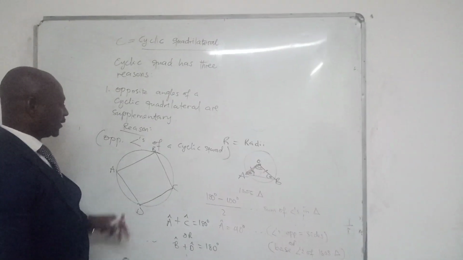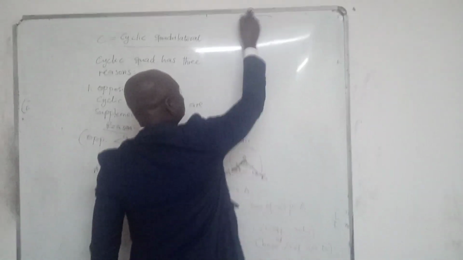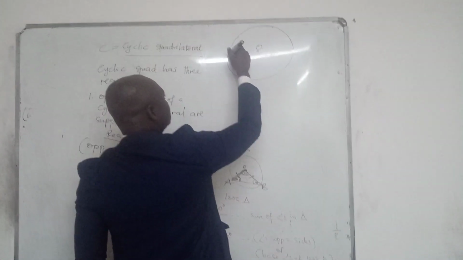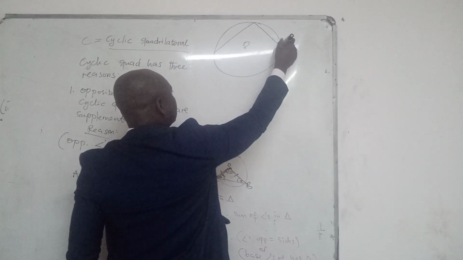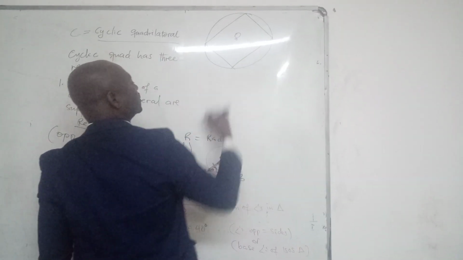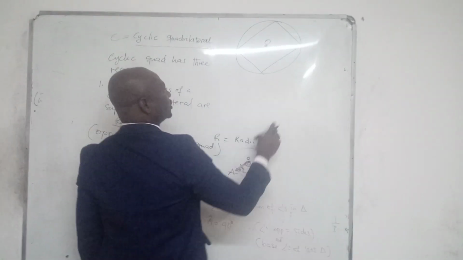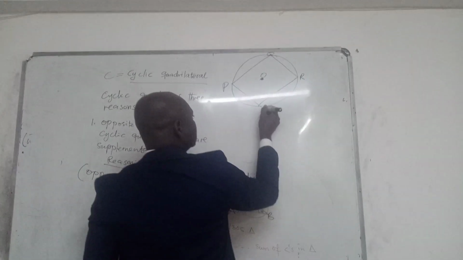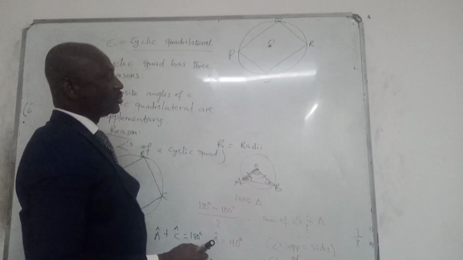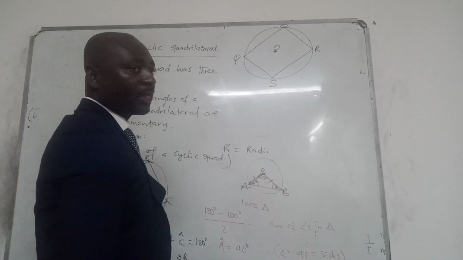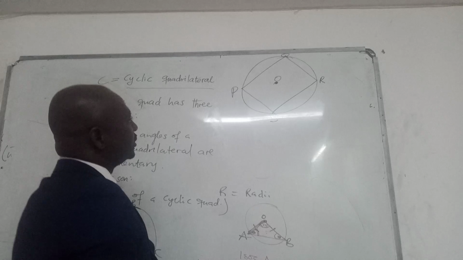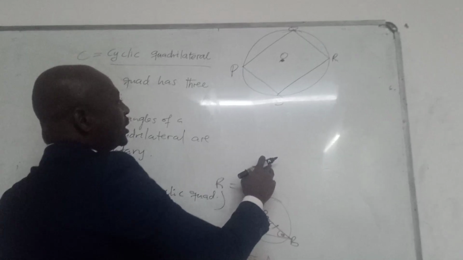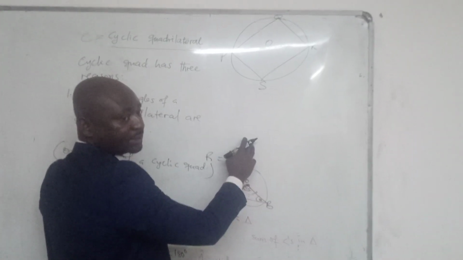So now let's say we are given this circle and we are supposed to prove that opposite angles of a cyclic quad are supplementary. So I have this diagram here. The center is O. I have P, Q, R, S. And the examiner says prove that in the circle below, O is the center. P, Q, R, and S lie on the circumference of the circle.